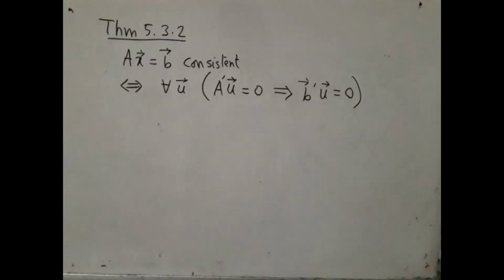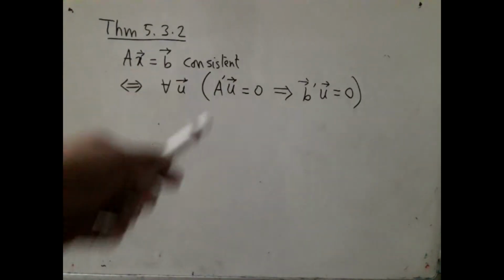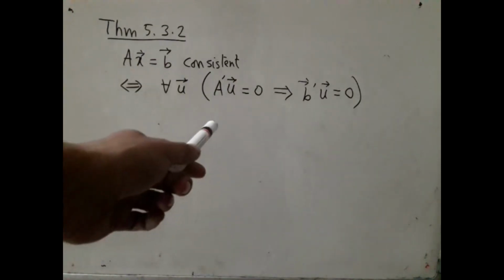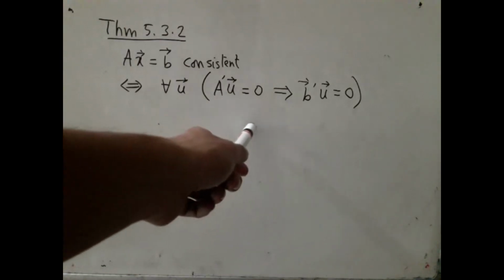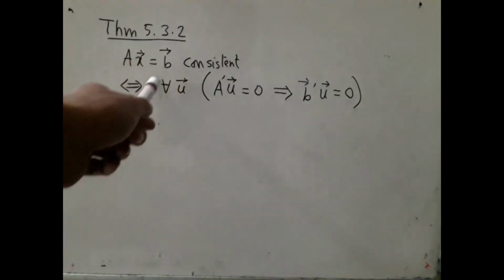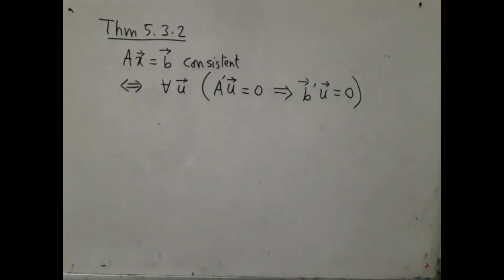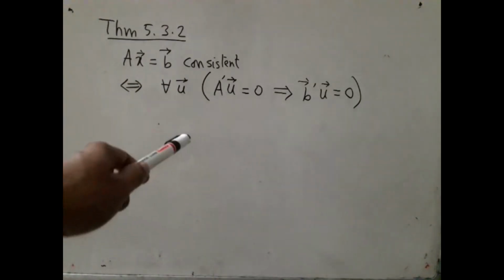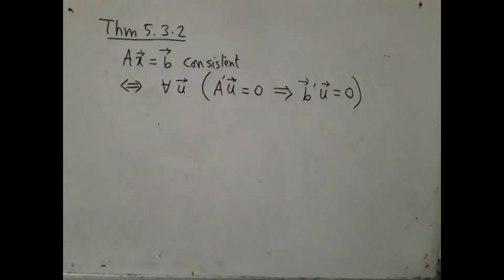Theorem 5.3.2 is one very typical Rao Bhim theorem, absolute rubbish, but just makes things complicated. So it says Ax equal to b is consistent if and only if for all u, whenever A prime u is 0, b prime u is 0. I have appended this for all u part. This was not given in the theorem, but you need that. Now, the first thing that I have to say is that forget about this theorem. This is not going to help you in understanding linear algebra. It is just a pompous way of saying a trivial thing.